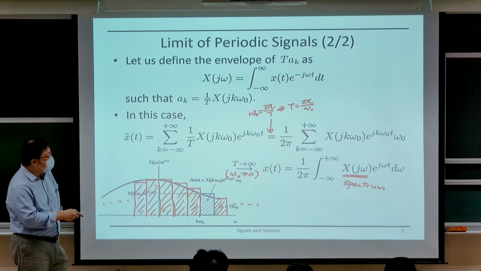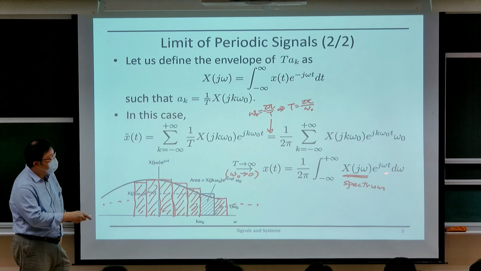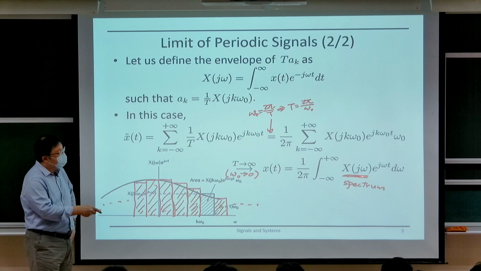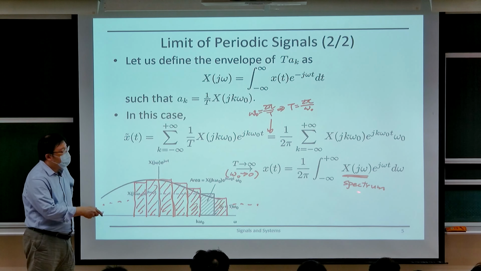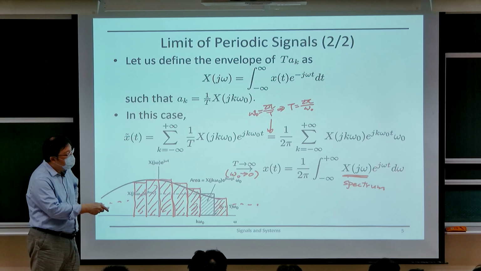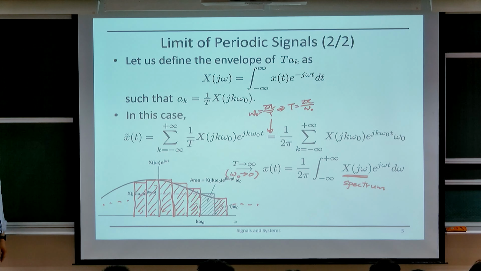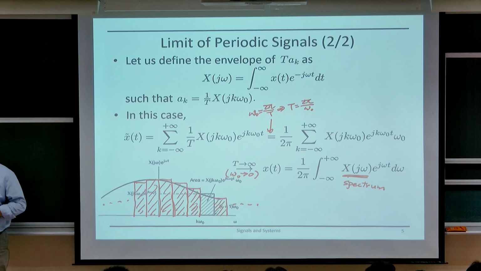So this is saying that an aperiodic signal can be written as a linear combination of infinitely many frequency components, each one scaled by this X of j omega, which we call the spectrum, because this specifies how much of the signal x of t is contained in the frequency omega. And to obtain X of j omega, you take the integral of x of t times e to the minus j omega t.